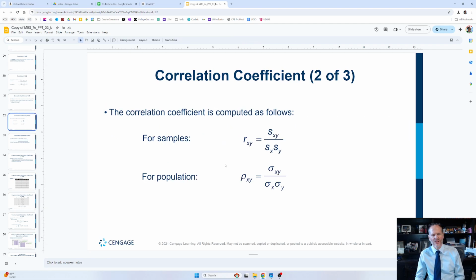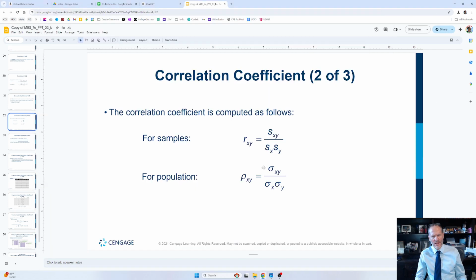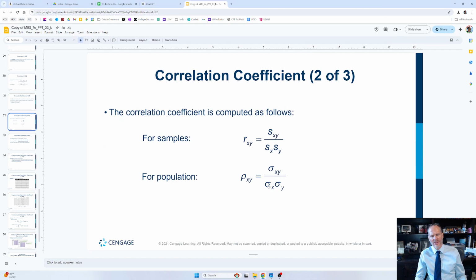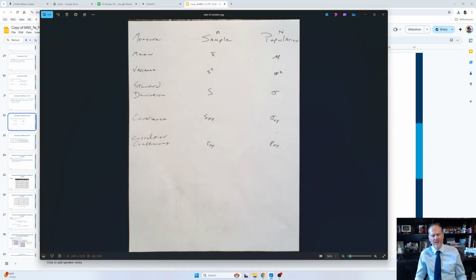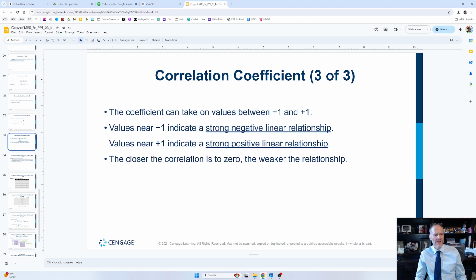So the correlation coefficient is computed as follows. We get here the covariance up top. Remember, covariance is SXY or sigma XY. And then we have the standard deviation for X and the standard deviation for Y. Remember, standard deviation is S for a sample, or sigma for a population. Here it is, standard deviation for the population X, standard deviation for the population Y, and here's the covariance. So the correlation coefficient is covariance divided by the product of the standard deviations of each of the variables, X and Y. That's the correlation coefficient.